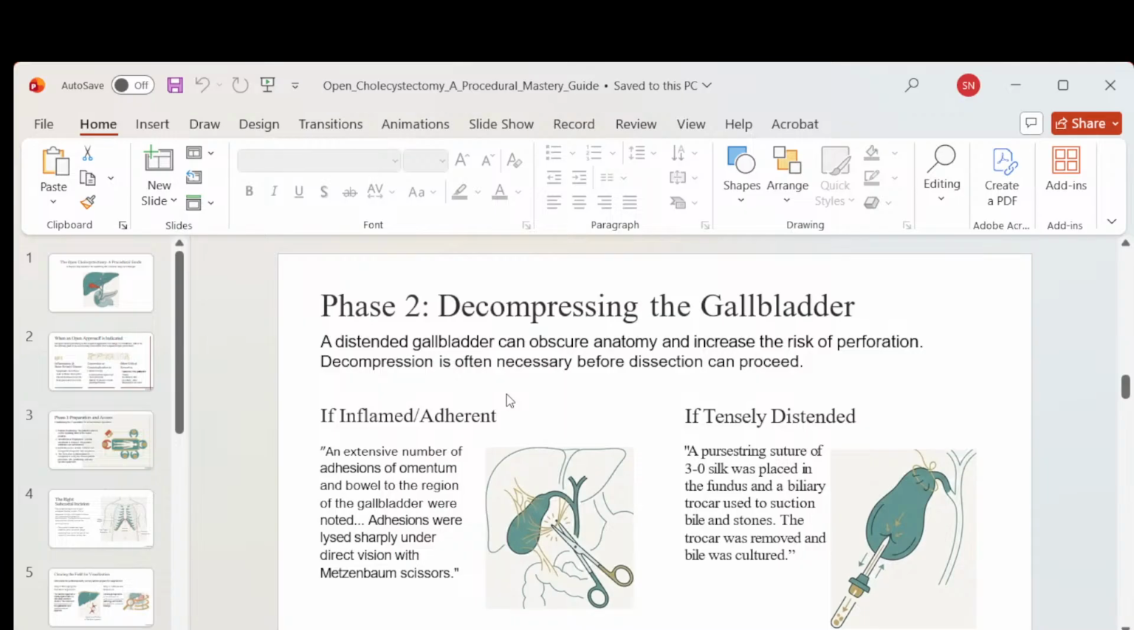So if tensely distended, a purse-string suture of 3-0 silk was placed in the fundus and the biliary trocar used to suction the bile and stones. The trocar was removed and the bile was cultured. Actually, I am discussing from the textbooks. Majority of the surgeons do their own steps.